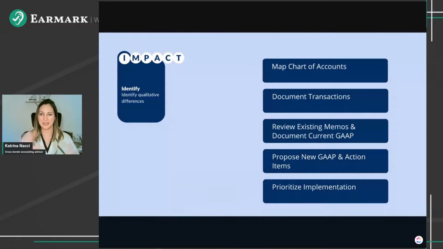And then we look at basically putting a matrix together and documenting the nature of the transactions that you have in each of those accounts and how those accounts roll up into primary line items on your financial statements. So grouping all the revenue accounts together, for example. Then either the local teams or I am coming in and doing a walkthrough, and that is reviewing all the existing memos and documenting what your current GAAP is. Obviously, going back and forth with the team if there are questions. A lot of times this documentation doesn't exist so far, so we're putting it together on the fly.